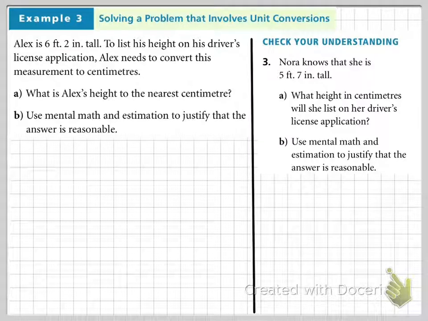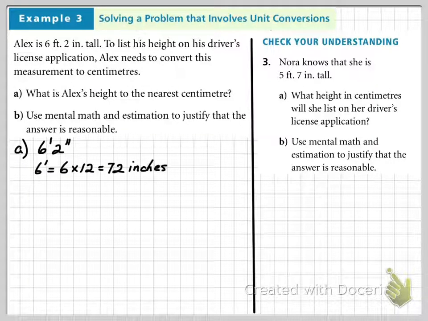Here we have example 3, solving a problem that involves unit conversions. First of all, Alex is a 6 foot 2 inch tall person. To list his height on his driver's license, Alex needed to convert this measurement to centimeters. A. What is Alex's height to the nearest centimeter? Well, first of all, 6 times 12 is 72 inches, so 6 feet 2 inches would be 72 plus 2 inches, or 74 inches tall.